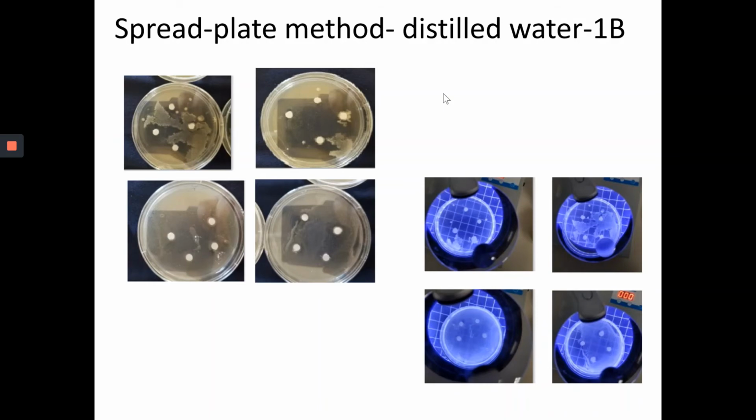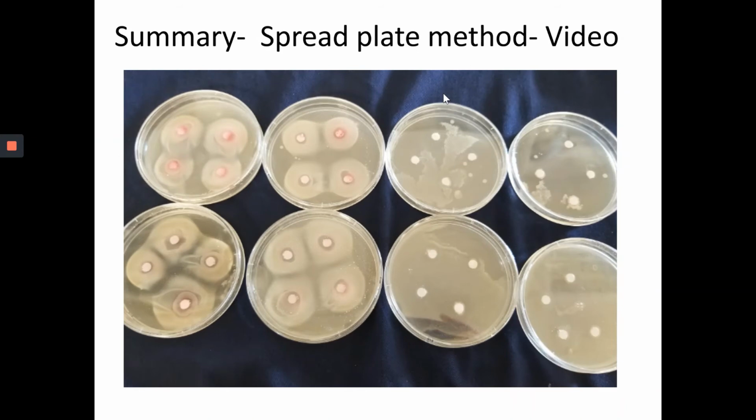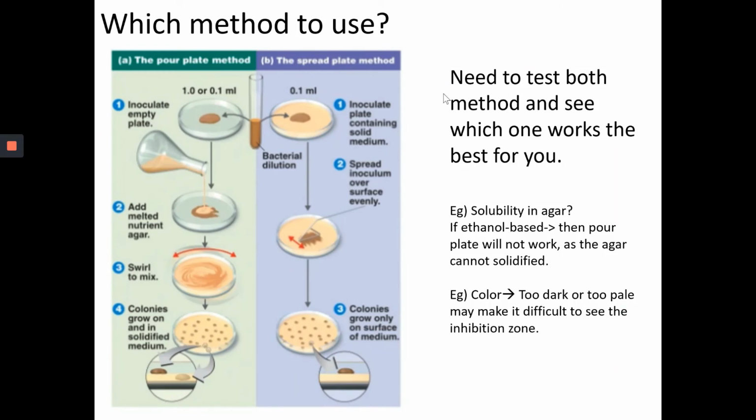Next one. This is a summary of the spread plate method, comparing the pour plate method from the previous video and the spread plate method we talked about today. You can pause the video and read this diagram in detail. When deciding which method to use, there are a lot of factors we mentioned in the previous video, such as the concentration and volume of your bacteria and of your antimicrobial substance. You need to test them out a few times.